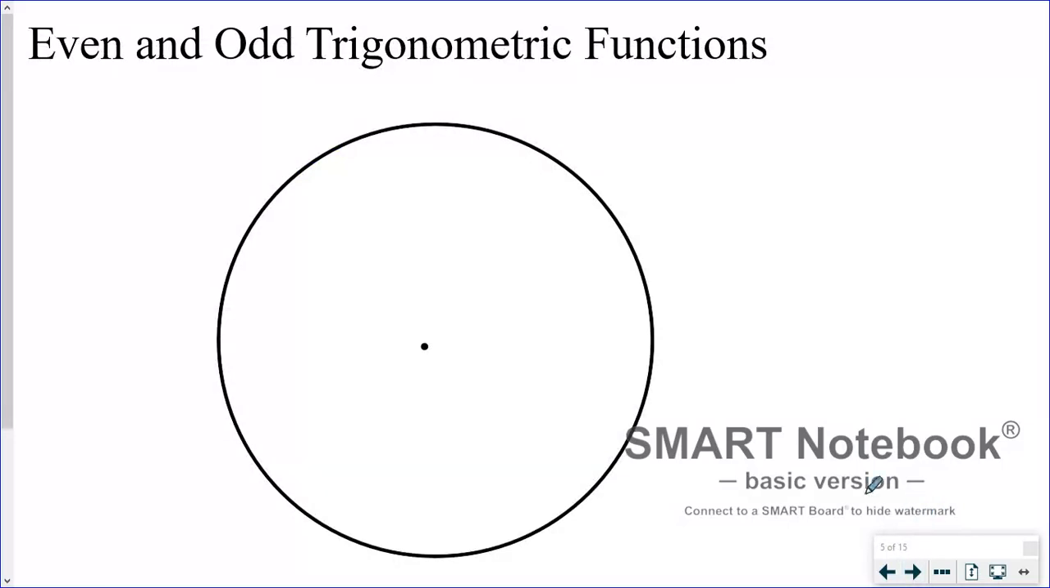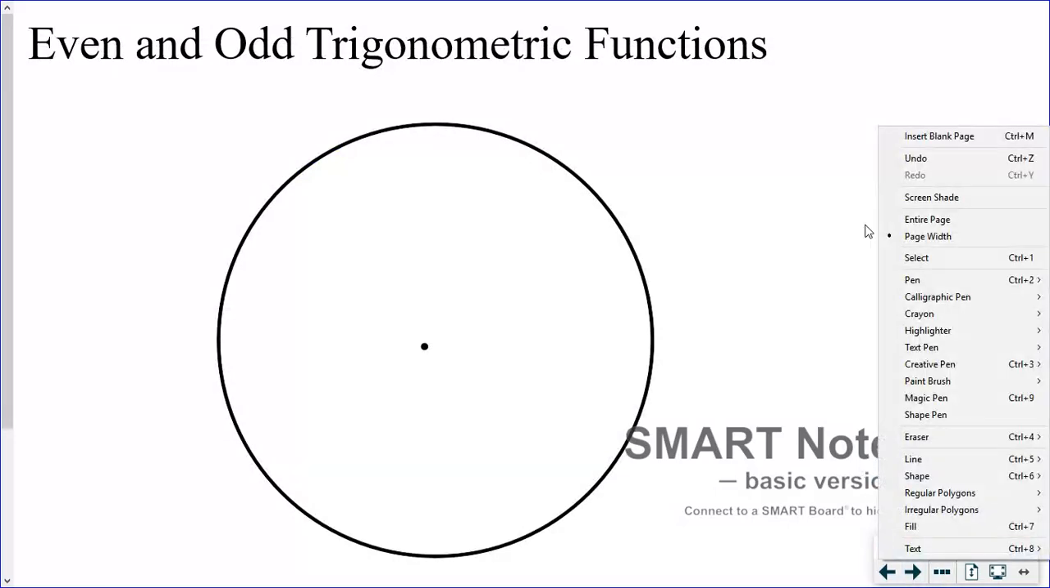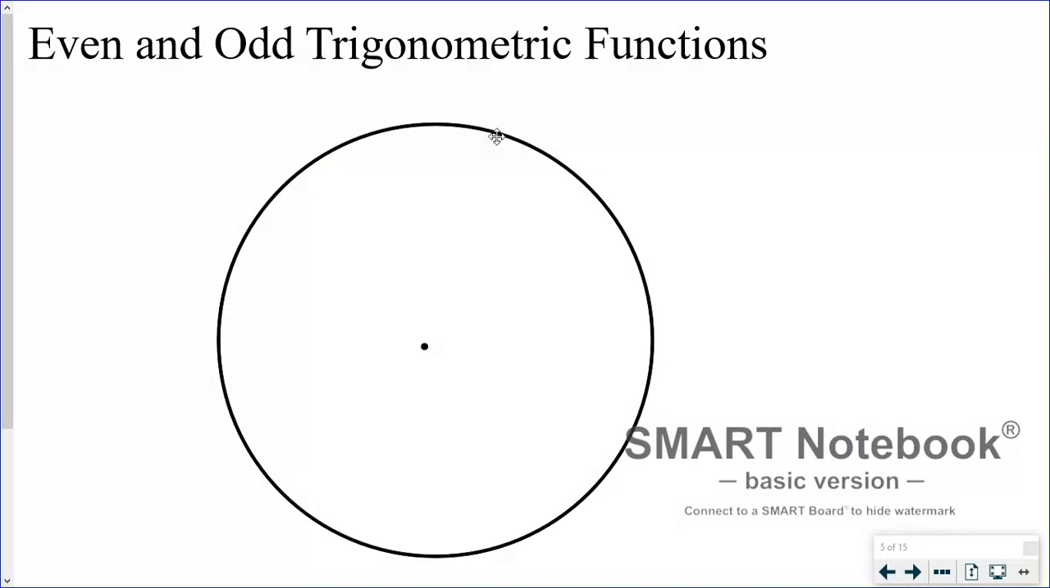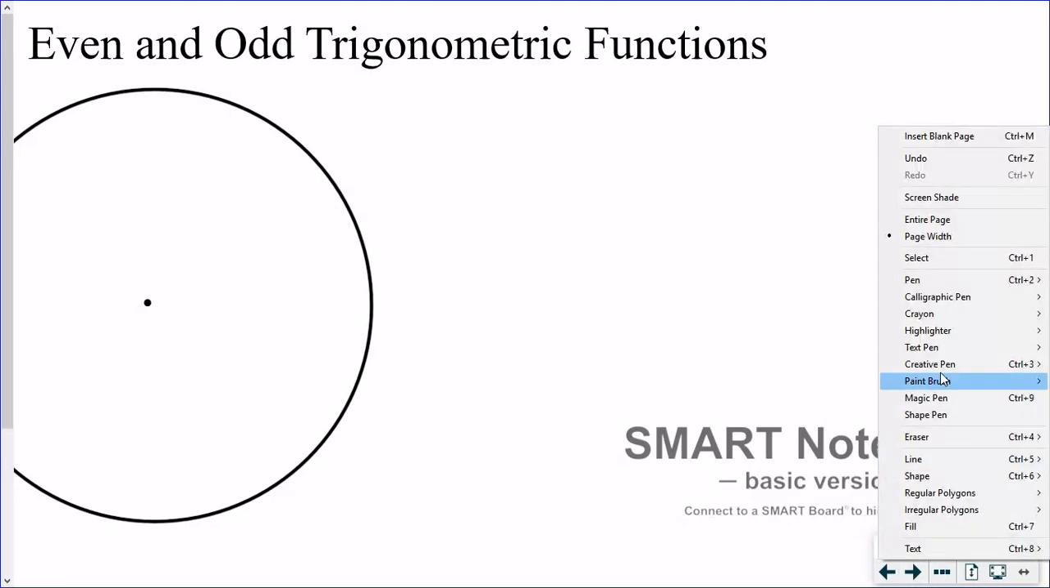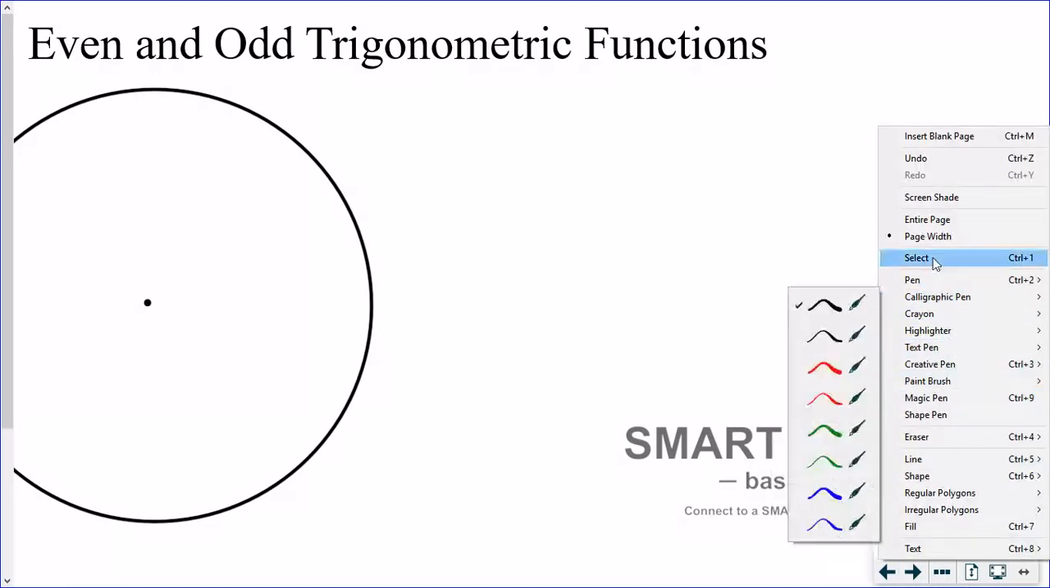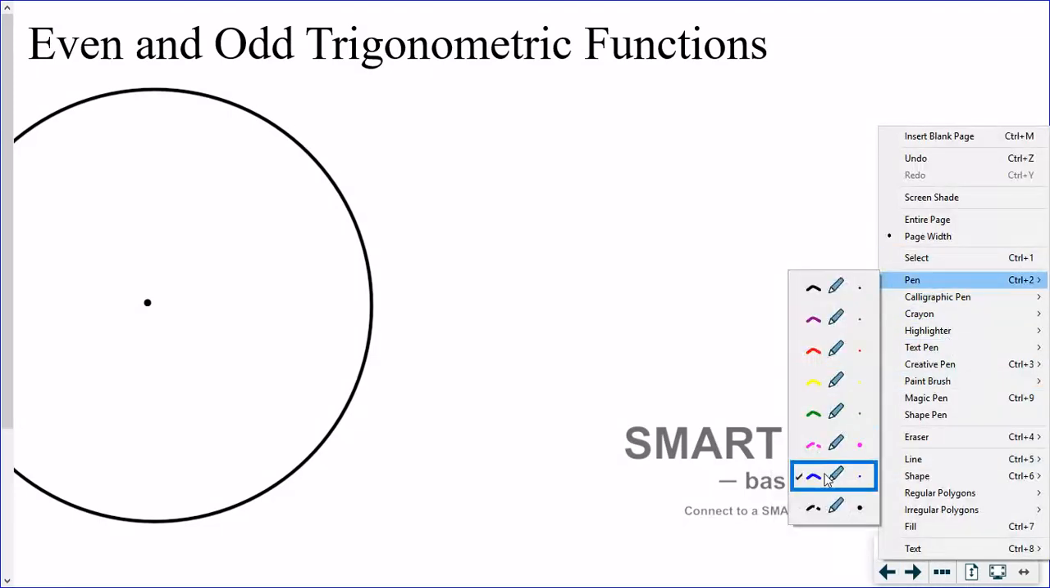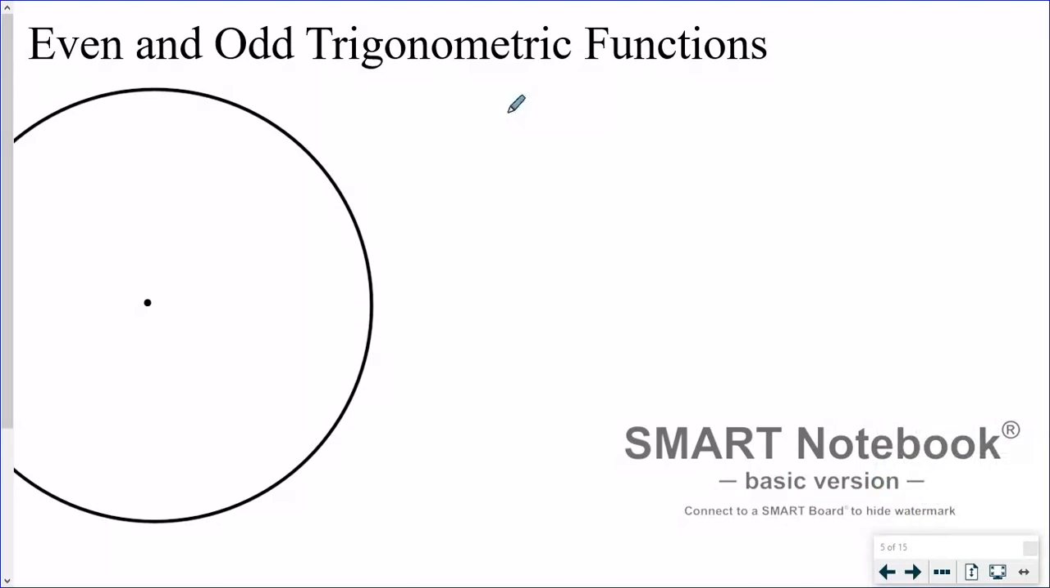We're going to talk about even and odd functions here. If you remember from way earlier in the year, unit 1 or 2, we talked about even and odd functions. So just a brief review of what these are.